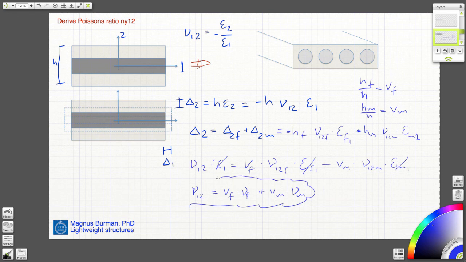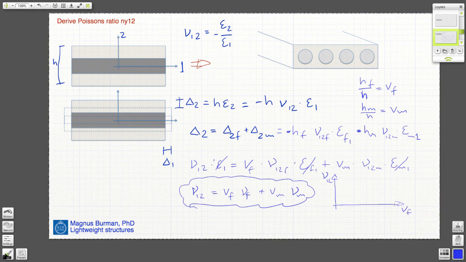And as we see, this is a linear function, so if we try to plot the Poisson ratio for the system as function of the volume fraction for the fiber, so here we have 100% fiber, so up here is the Poisson ratio for the fiber, and here is the Poisson ratio for the matrix, and that is a linear function like that. Okay, thank you.